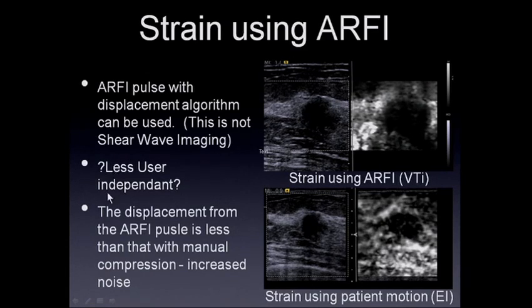This was done to see if this was less user dependent. One of the problems that we find with using this technique is that the ARFI push pulse in large breasts may not cause enough displacement deep in the breast. We actually prefer to use the standard strain imaging, where we use patient motion to generate the displacement, because even in a large breast or a dense breast, we can get motion throughout the entire breast to get a good elastogram. Using the ARFI technique in lesions that are deep or in very dense breasts, we may not get enough displacement to actually get good results.